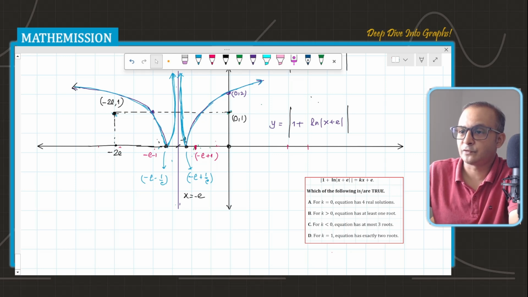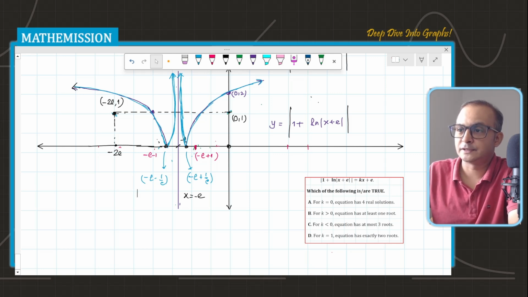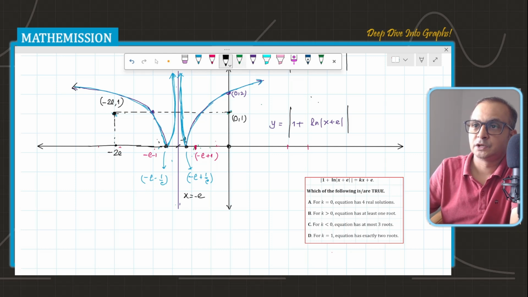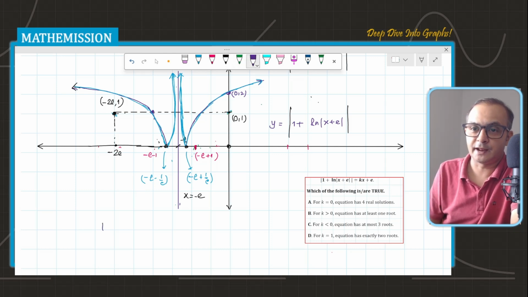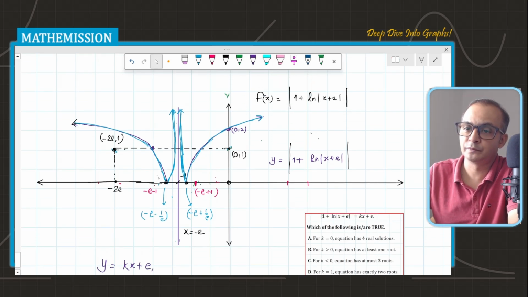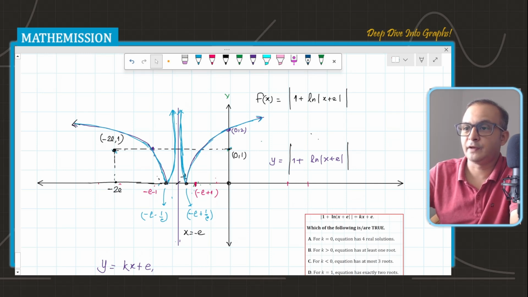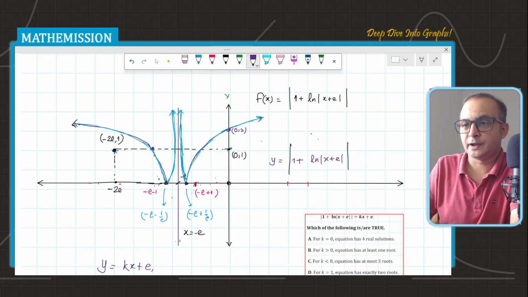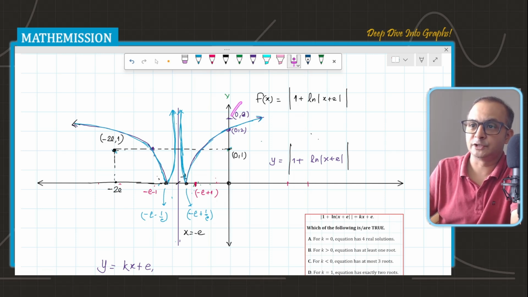Now the point is, how do we solve this question? The question is, we have to find out which of the following is true. The first option is for k equal to 0: this equation has 4 real roots. So k equal to 0 means that the line I have, y is equal to kx plus e, must pass through 0 comma e. And where is 0 comma e? It is somewhere on the y-axis above 2. So this is 0 comma e, and the line must pass through this point.